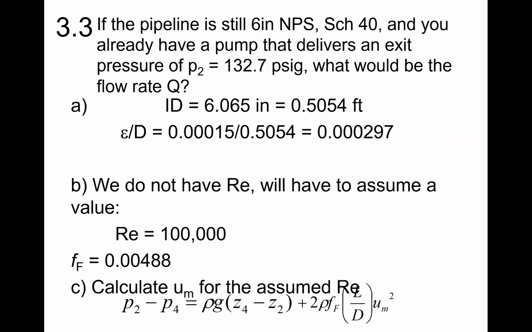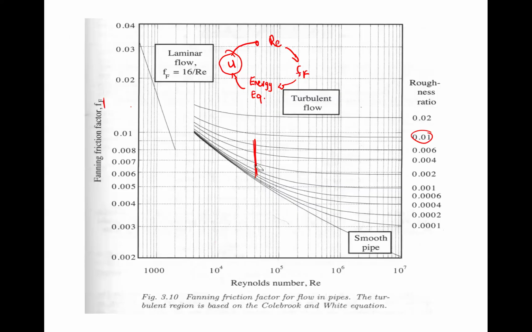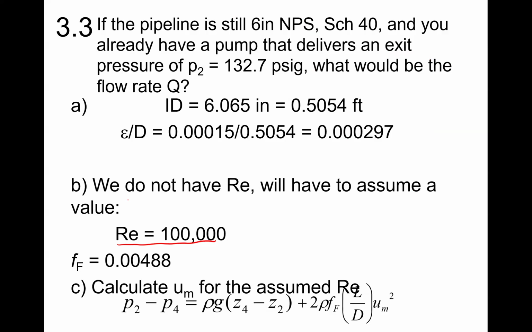So in this case, we are assuming 100,000. Like I told you, let's start somewhere in the middle. In this case, we started here at 100,000. We have an epsilon over D, like we said, down here. Now, by the way, you know that the Reynolds number is 16,000. So we are starting 5 off on the Reynolds, right? We're off by a factor of 5. That value here, as you can see, that intercept here is around 0.0049. With the equation, you get 0.0048.